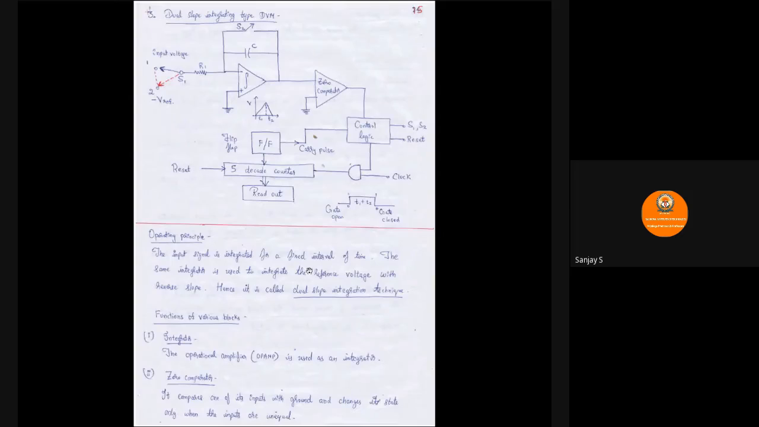Next we have dual slope integrating type DVM. So here op amp acts as an integrator. So this is dual slope integrating technique. We have an integrator, we have a zero comparator, that is, ground will always be compared with the signal. We have the control logic block, we have a flip-flop, 5 decade counter readout function, and we have a clock that is given to the gate here. Op-amp is used as an integrator, as I told you.